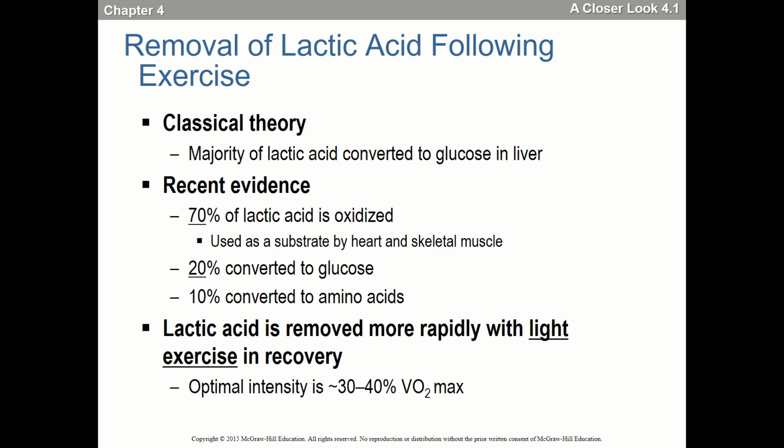Okay, so after exercise, in particular high intensity exercise, whenever you have lactate, where does it go? Lactate is more or less a function of needing ATP faster than we can put pyruvate into the mitochondria. So we export lactic acid out into the blood as lactate, and then we do stuff with it to get rid of it. I want you to know the classical theory and what the recent evidence indicates. The classical theory is that the majority of lactate in your blood is converted to glucose in the liver.